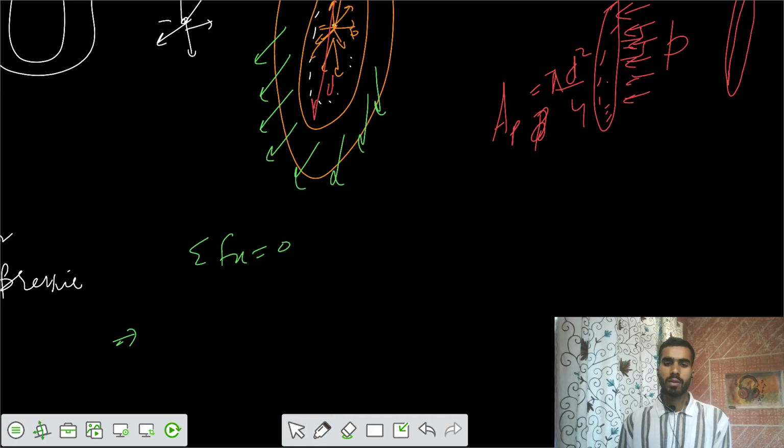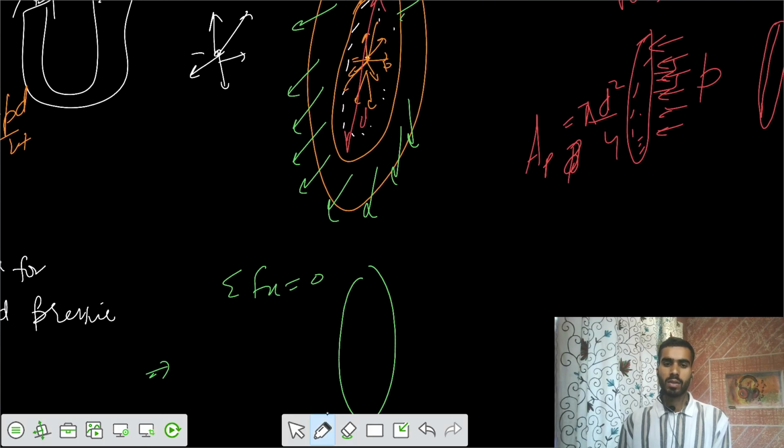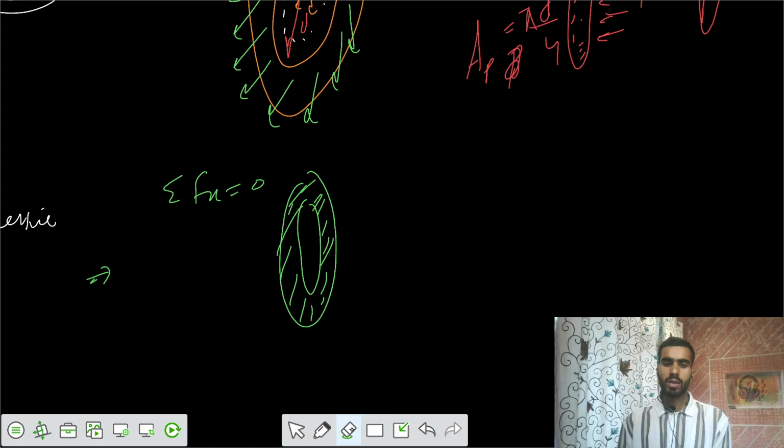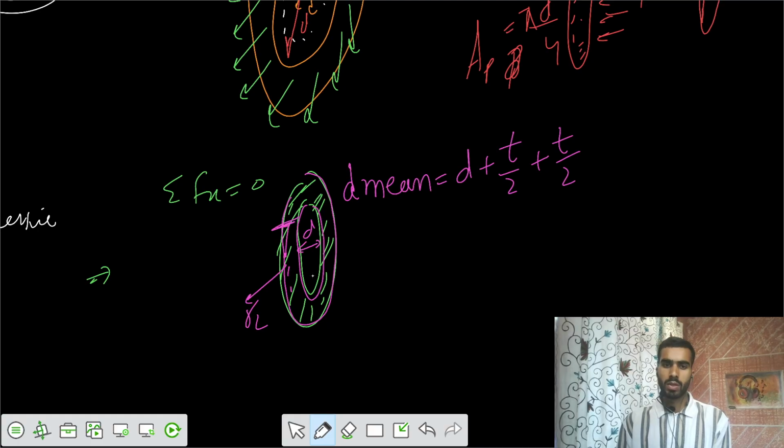this longitudinal stress is acting for this thickness. There's some thickness t, and on this section our stress sigma long is acting. How should we calculate that? There's some thickness and some diameter, but inside there is hollow, so we can take mean diameter. d mean would equal d plus t by 2 from this side and t by 2 from the other side, so the mean diameter is d plus t.